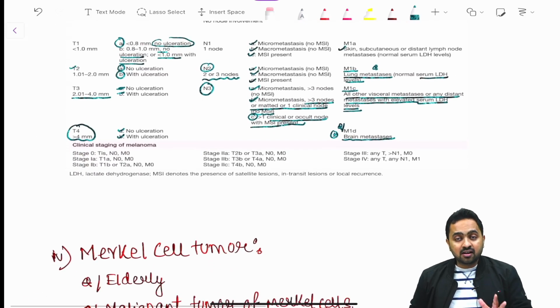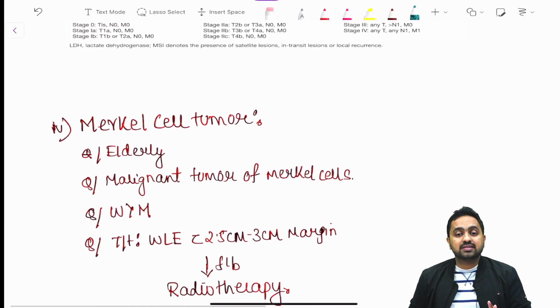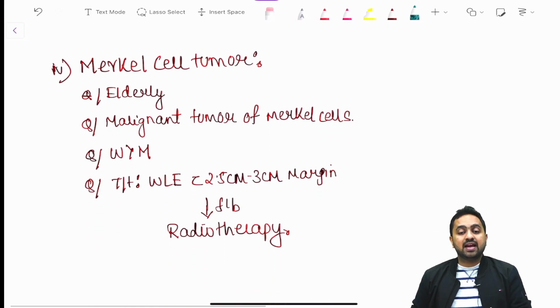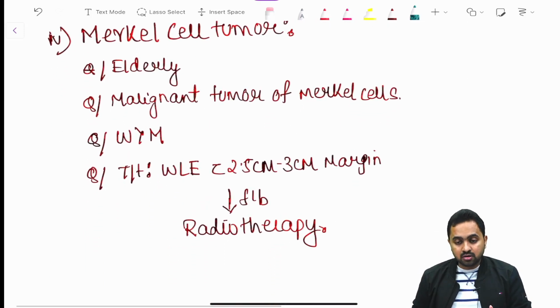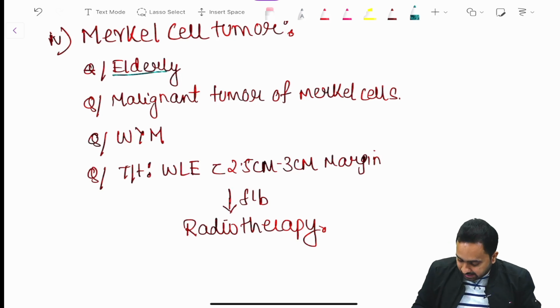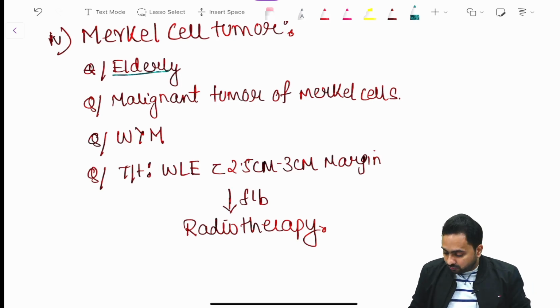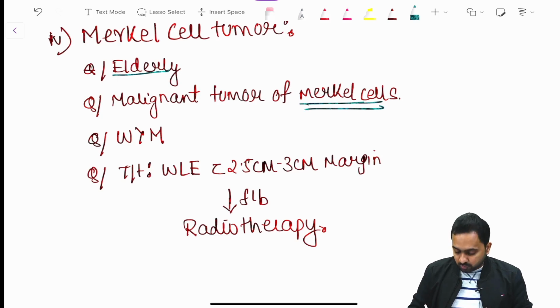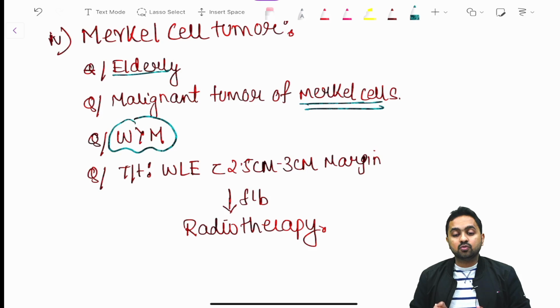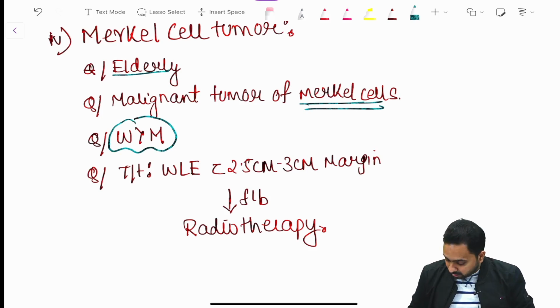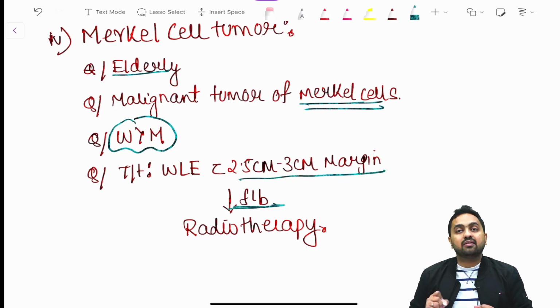And then the last important skin malignancy with which we end our topic is your Merkel cell tumor. It is most commonly seen in elderly, a malignant tumor of your Merkel cell. It is much more common in women compared to men, and the treatment includes your wide local excision with 2.5 to 3 centimeter margin followed by radiotherapy.